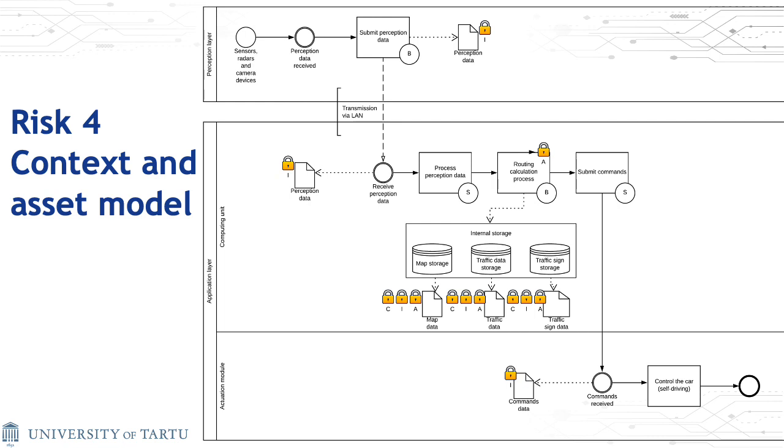So in the diagram, we can see that the perception data is collected by the sensors, radar, and camera devices. This data is transmitted via the local area network to the computer unit, which receives this information and also processes it, and this processed data is the input for the routing calculation process in the computer unit. Basically in this process, the computer unit computes all the sensory input, that is the perception data, with the internal data stored in the internal storage, such as map data and traffic sign data, to identify an appropriate navigation path to take. Once the path is decided, the computer unit sends instructions to the car's actuators for controlling the vehicle. Basically these are commands that are translated by the actuation module as acceleration, braking, and steering.